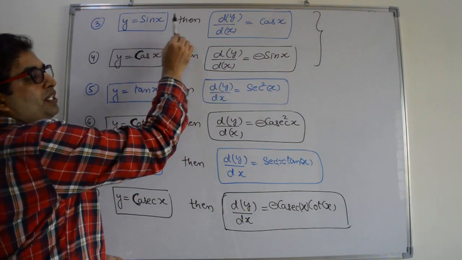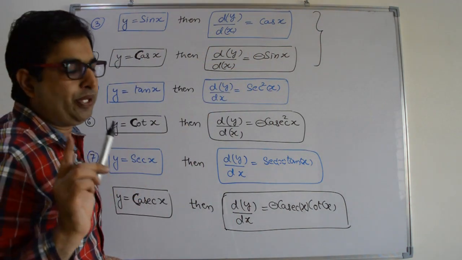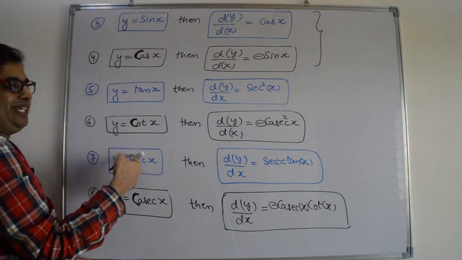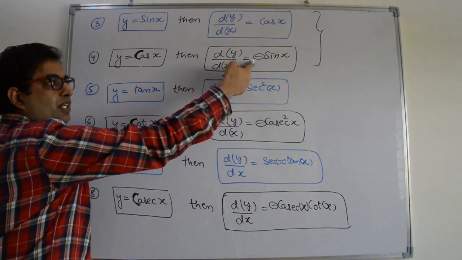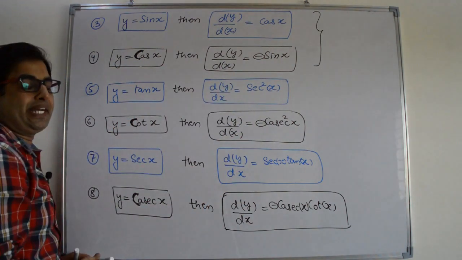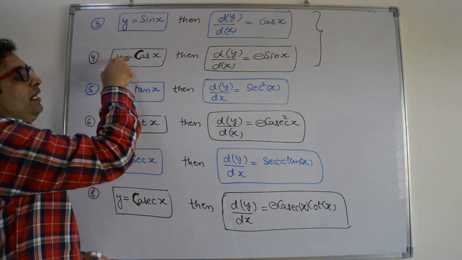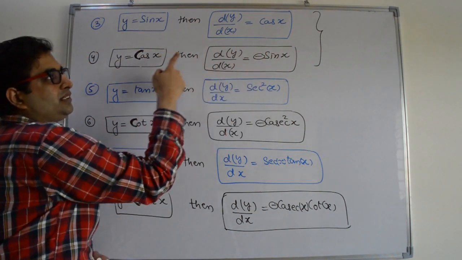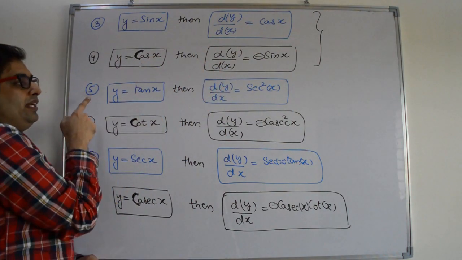Sin differentiation is cos. Cos differentiation is minus sin. Remember first point. All trigonometric ratios which are starting from C, their differentiations are negative. No logic, only to remember, right? And sin differentiation is cos. Cos differentiation is minus sin, starting from C, right? Sin, cos, minus sin.